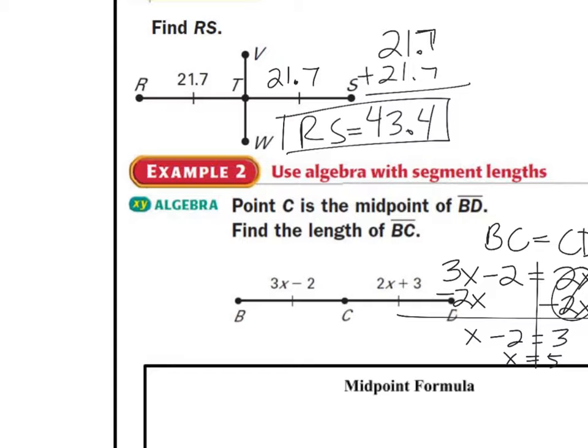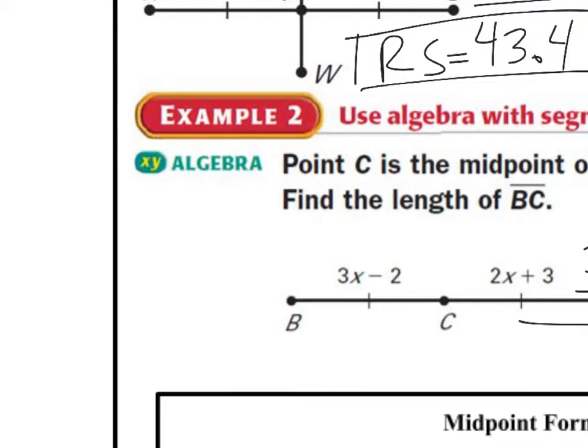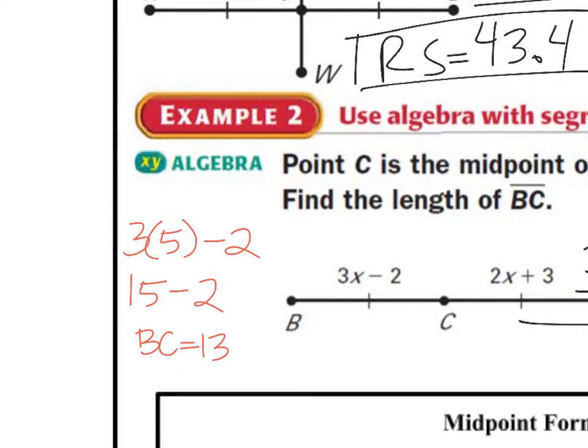Zach, what should I do? Yes, so 3 times 5 minus 2. Multiply first because of your order of operations, so 15 minus 2. So the measure of BC is equal to 13.